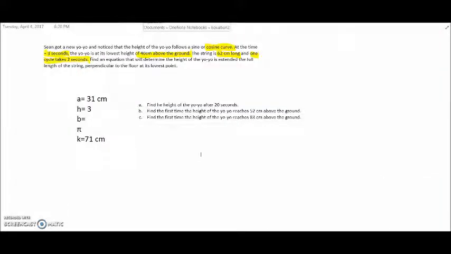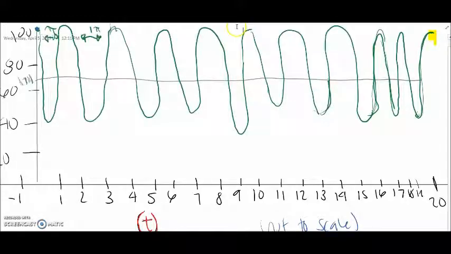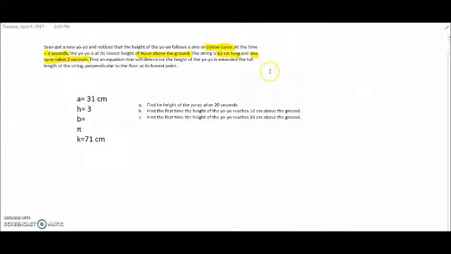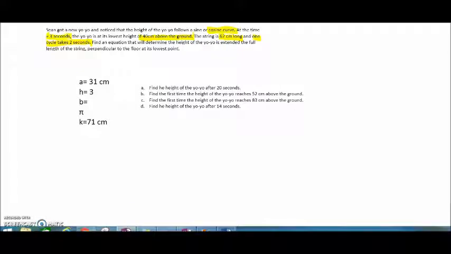For our made-up question C, which is find the first time the height of the yo-yo reaches 83 centimeters above the ground, we did the same thing as we did for B. We just plugged in our equation, and then for y2 we put in 83, and then we got 11.05 as our time.